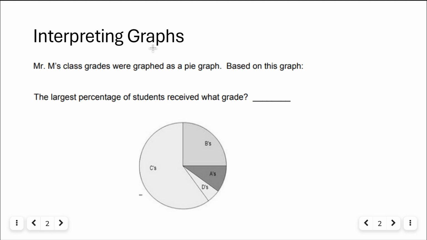So Mr. M's class grades were graphed as a pie graph. So here they are, A's, B's, C's, and D's. Based on that graph, the largest percentage of students received what grade? So which is the biggest piece of the pie? C, right? So C's are the biggest piece of the pie. So the largest group of kids got a C, all right? So that's how you interpret a pie graph.